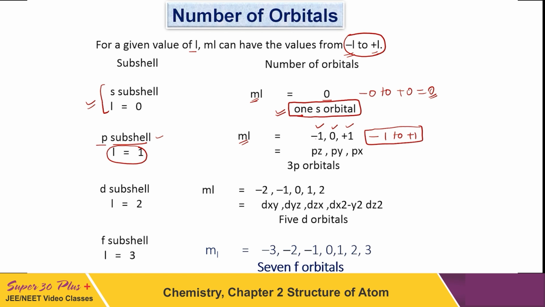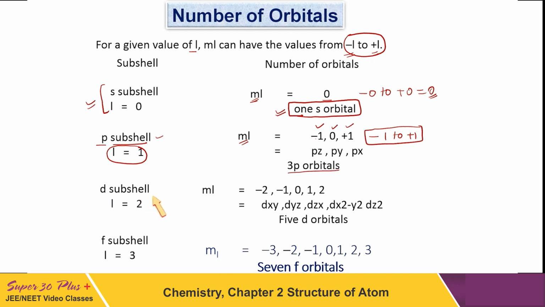But what are the values? Minus 1, 0 and plus 1. These are the actual values, and the number of values is 3. These are 3 figures, and each figure represents one orbital, which are pz, py and px. So there are 3 p orbitals.